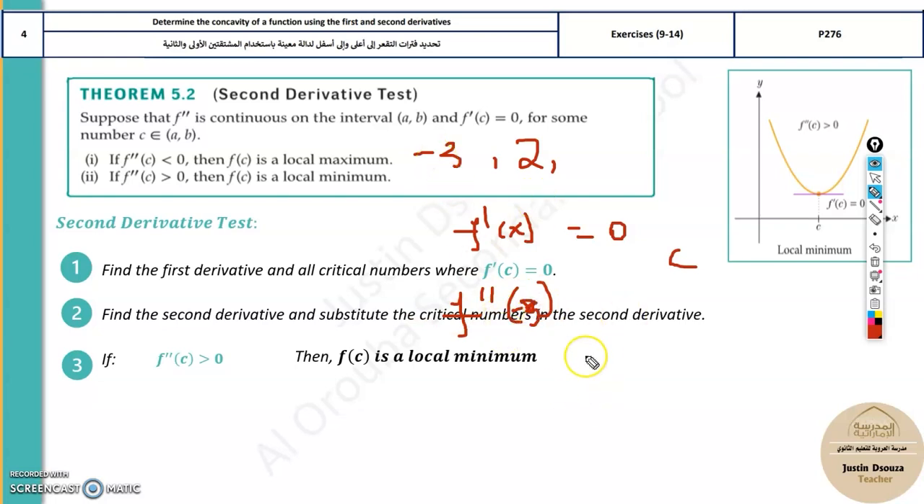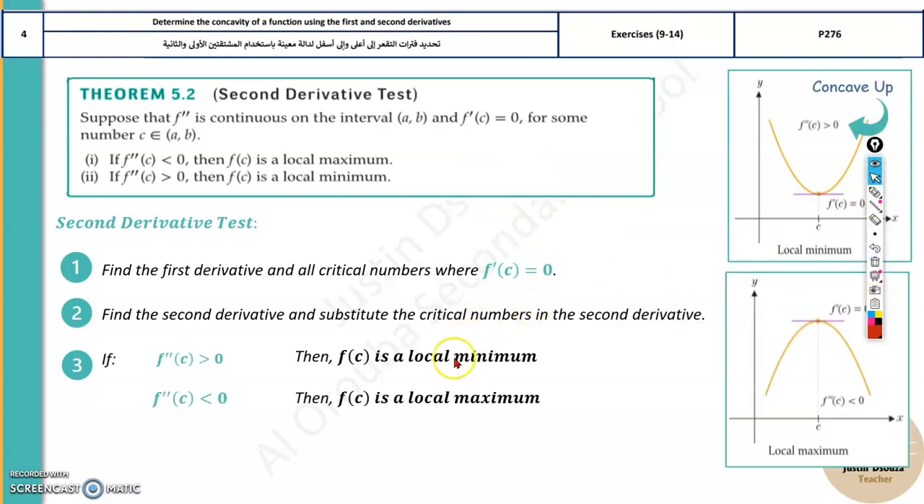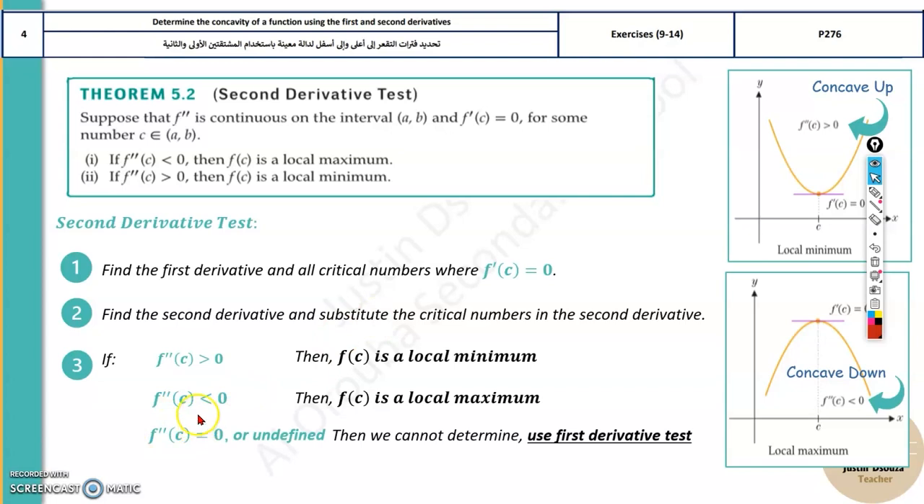Instead of x, put these critical numbers. Wherever the equation has x, don't put x, put the critical numbers and solve. And now what it says is, if you get a positive value, greater than 0, remember, it's a local minimum.